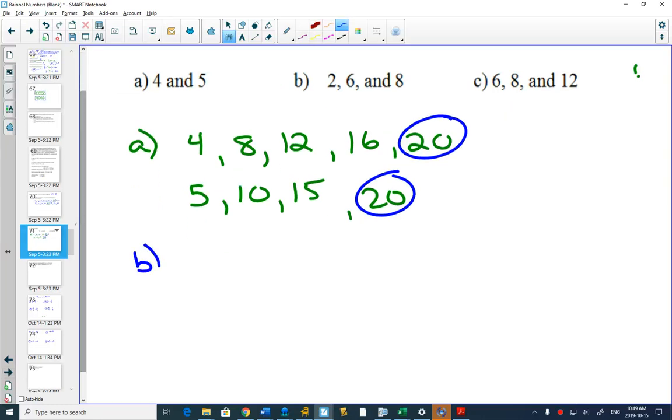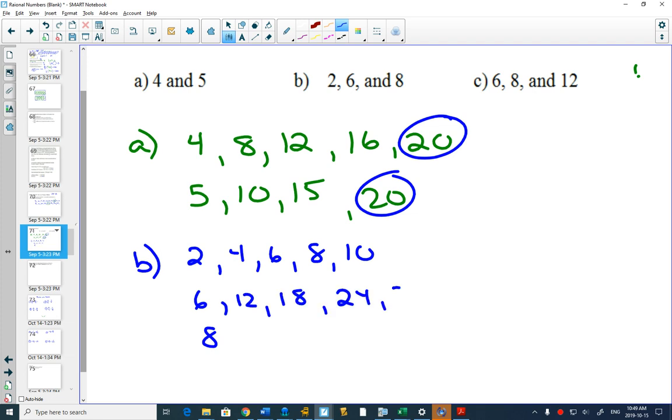All right, so for B, you have 2, 6, and 8. Write out 5 of each one. Now, when you write them out, I did 5 of each one just to start. Do we have anything in common yet?